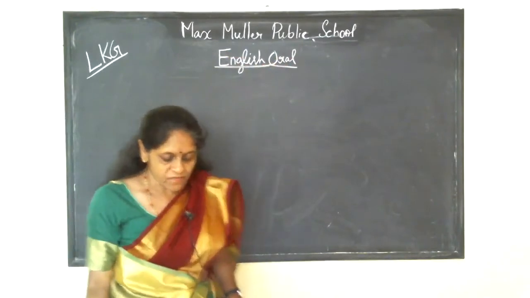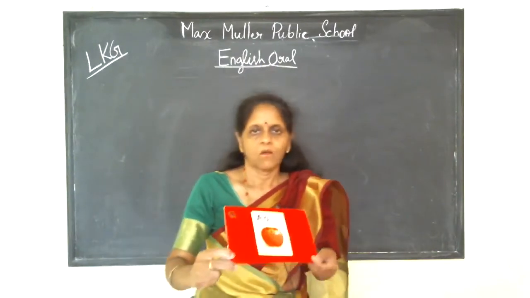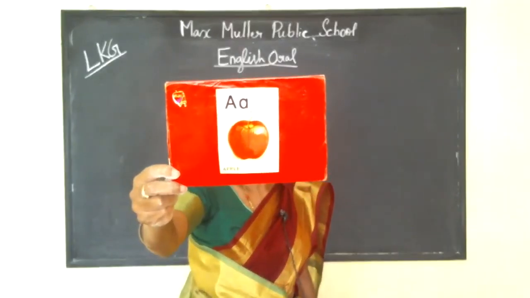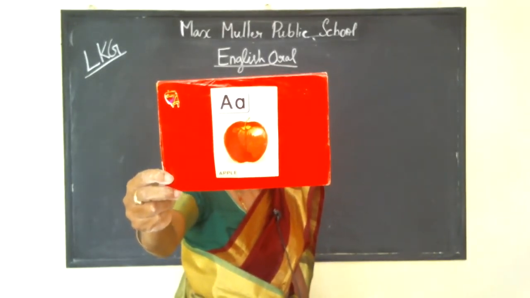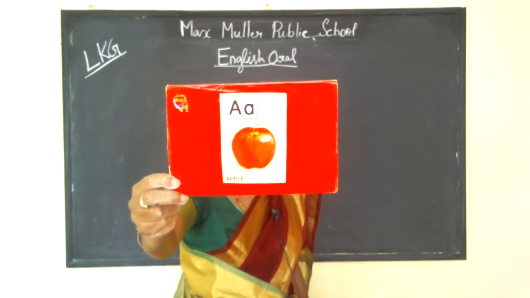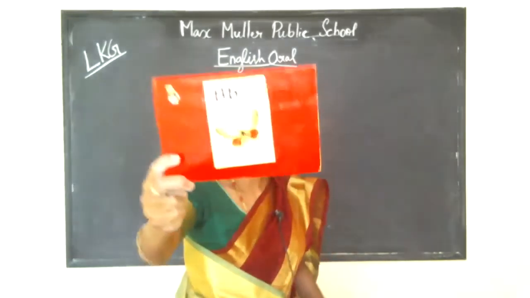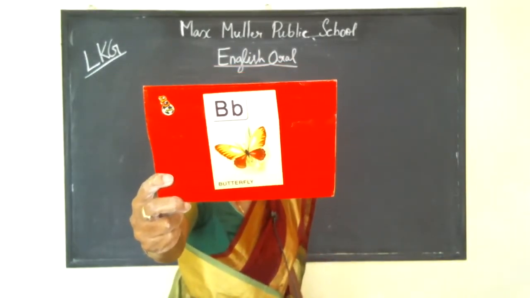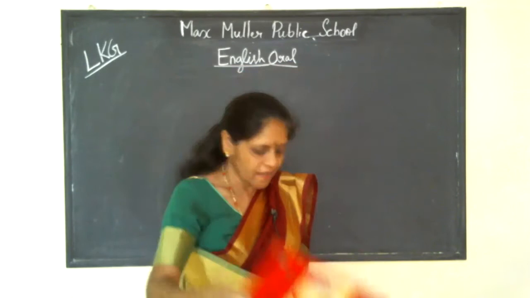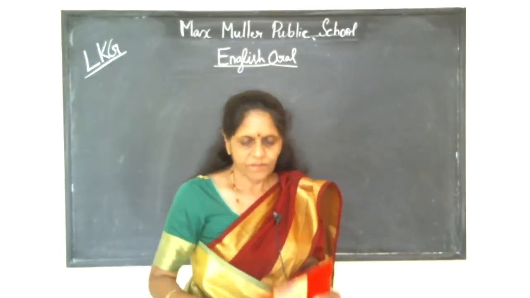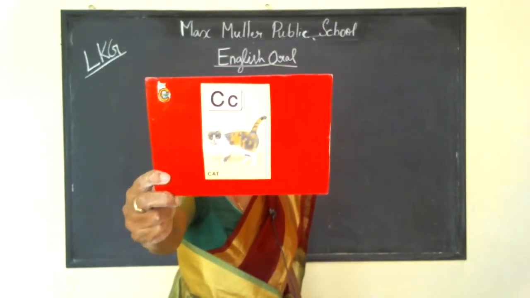Okay, we'll revise from the previous letters. Okay. What letter is this? Capital A, small a. A for apple. Repeat. Capital A, small a. A for apple. Next. Capital B, small b. B for butterfly. Next. Capital C, small c. C for cat.